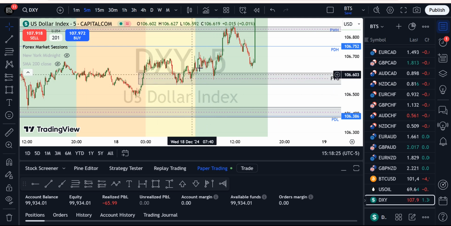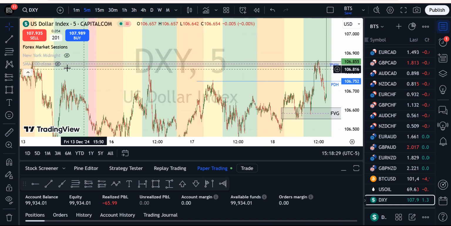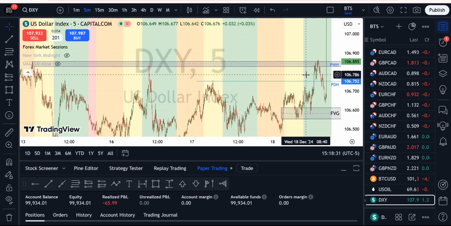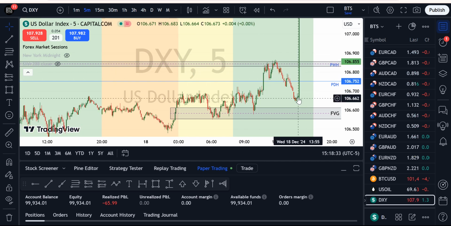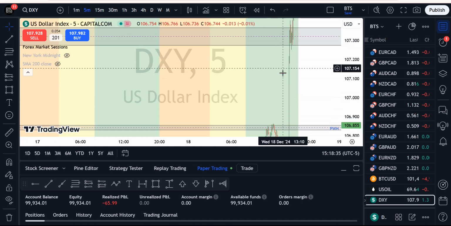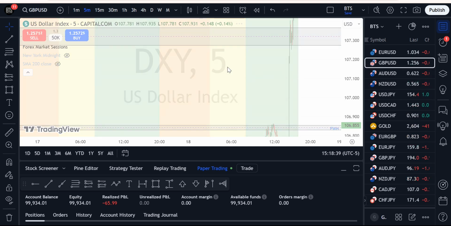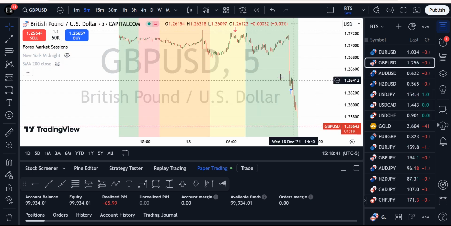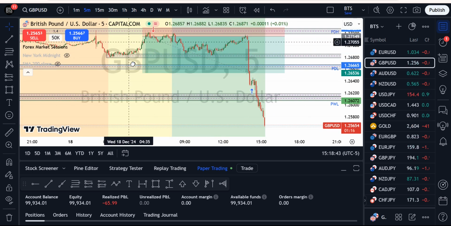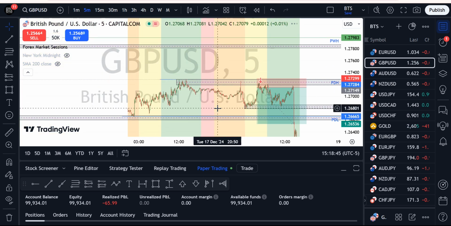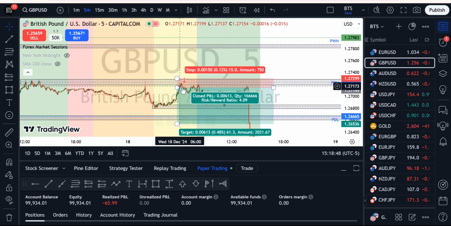If we are reacting off of this fair value gap, we need to see higher prices, and we got that, and we got to this supply region here. That was when price was retracing prior to the FOMC news event. So as you can see, that was what made me pick my sell on GBPUSD right around here.